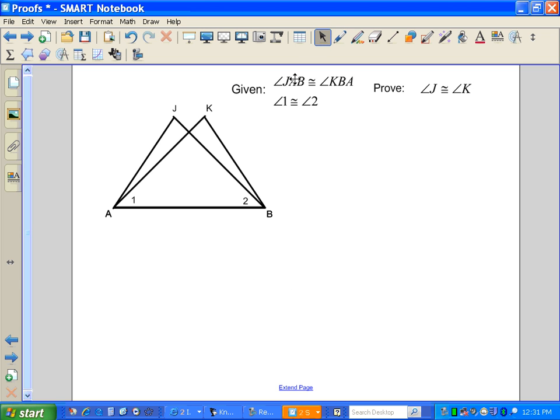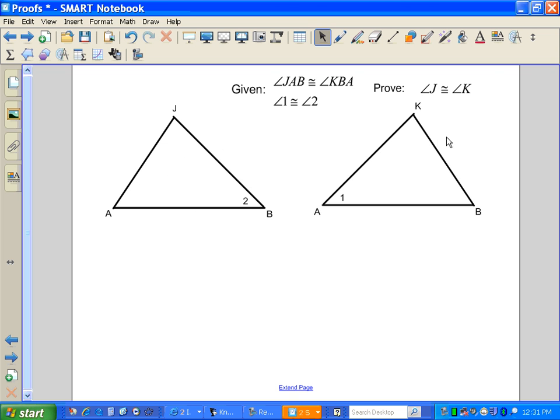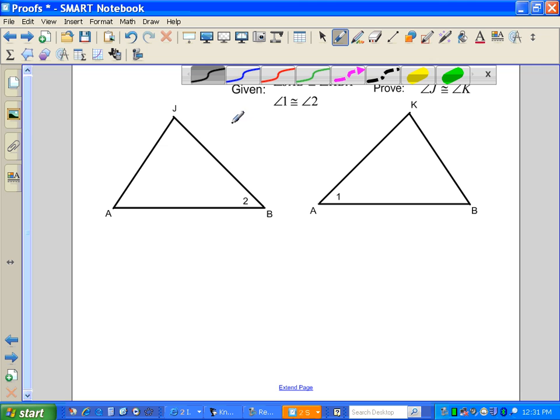We've got JAB and KBA given to us, and angle 1 and 2 given to us. And we're trying to prove that this angle up here, J, is congruent to that angle, K. Going to use my little magic slidey thing, separate the two triangles out, and mark what we know. What we know is that angle 1 and angle 2 are congruent to each other. And we know that JAB is congruent to KBA. I did that in reverse order, but it's only because I could see. And we're trying to prove something about these.